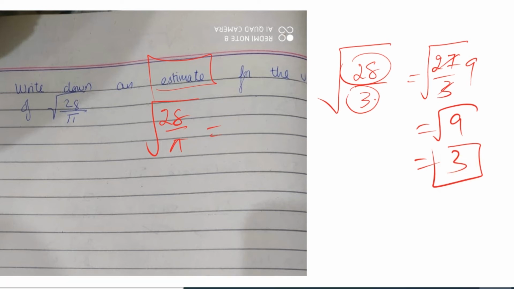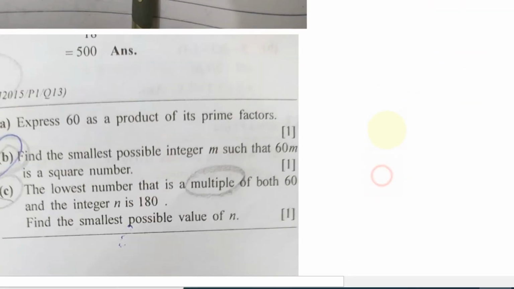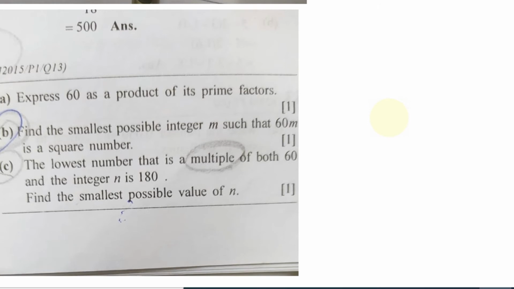Then the next part of the question is express 60 as a product of prime numbers. 60 written as a product of prime numbers will be 3 times 20, 3 times 2 times 2 times 5. So it is 2 square into 3 into 5.